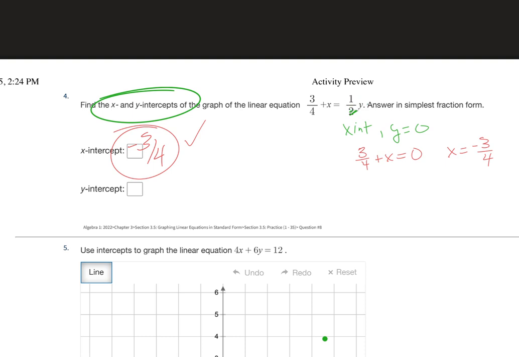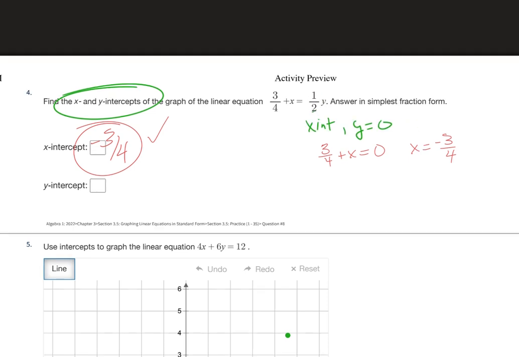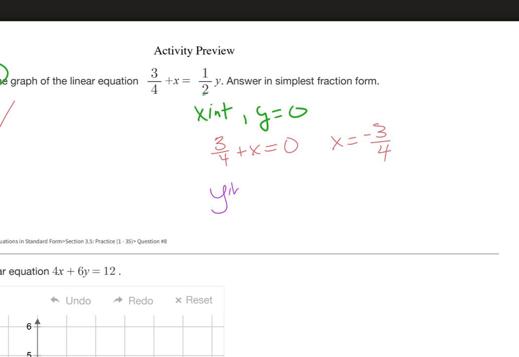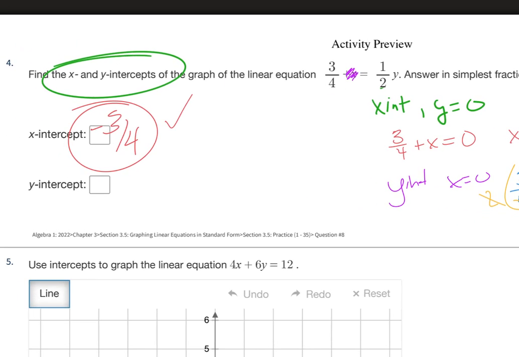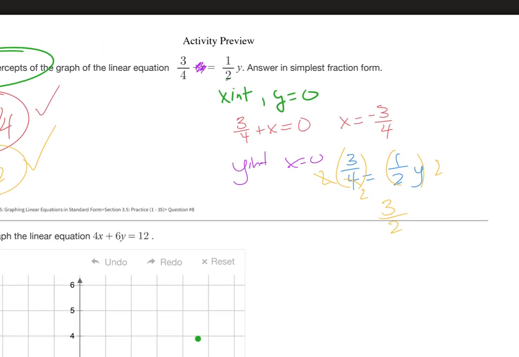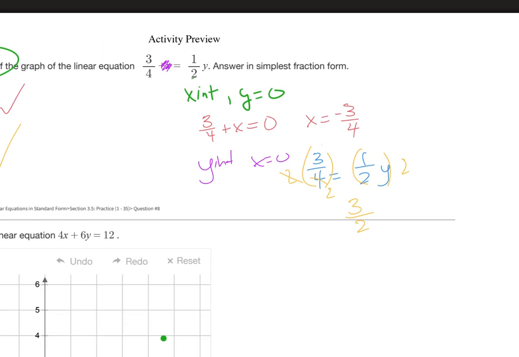Let's find the y-intercept. The y-intercept happens when x is 0, so see you later. And this might seem horrific that we have 3/4 equals 1/2 y, but I'm just going to multiply everything by 2, and I ended up getting 3/2. And it's positive, right? Yep, because that's positive.